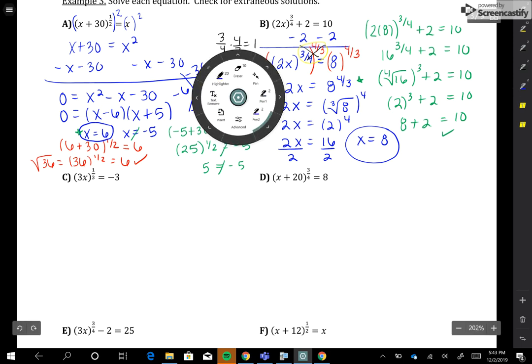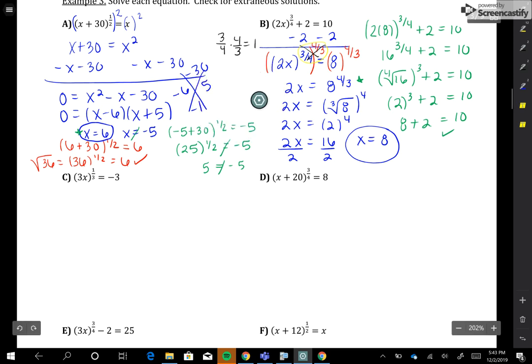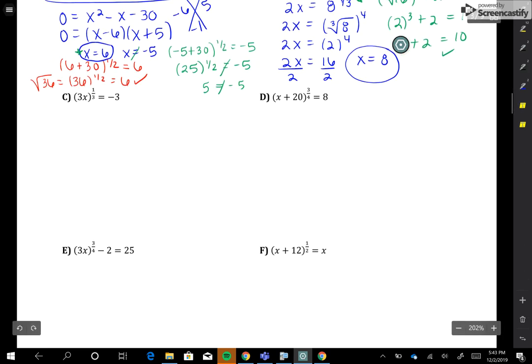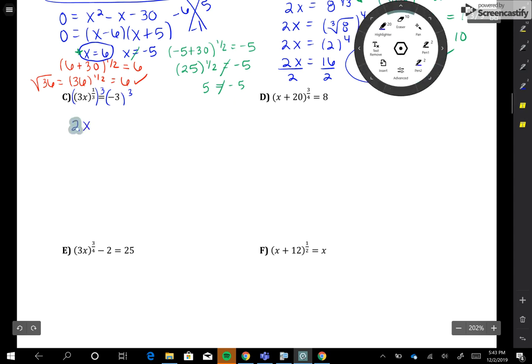All right, 2 more, and we're going to do the last 2 in class. So letter C, I have 3x to the 1/3 power equals -3. This is kind of a simple one because our expression with a rational exponent is already by itself, and the power is just 1/3, whose reciprocal is 3. So we're just going to cube both sides. So that leaves us with 3x equals -27. And then you just have to divide by 3.